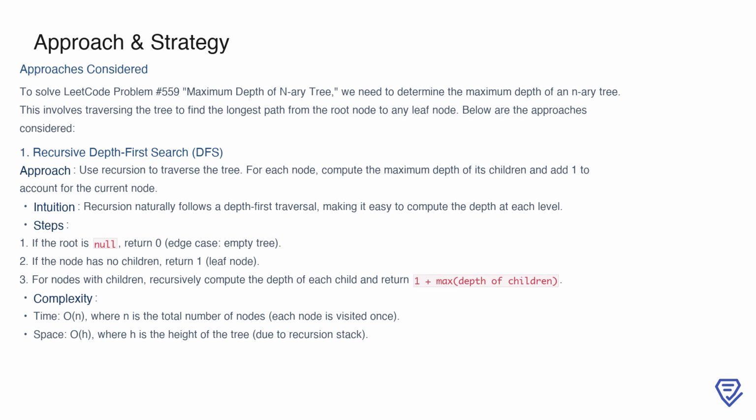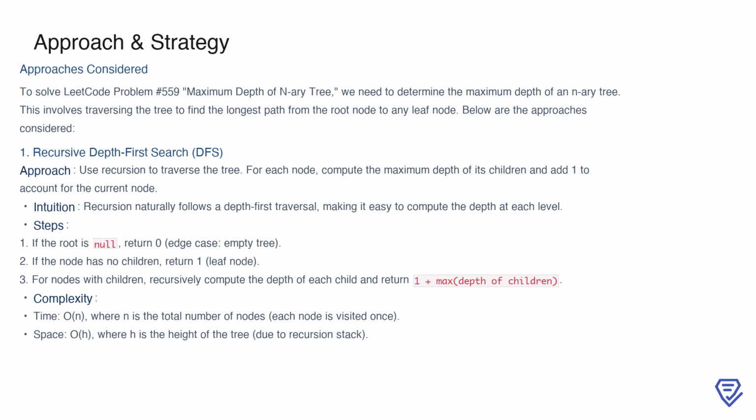The intuition behind this is that recursion naturally follows a depth-first traversal, so it's a straightforward way to compute depth at each level. The steps are simple. If the root is null, the tree is empty, so the depth is 0. If a node has no children, we return 1 since we're at a leaf node. For nodes with children, we calculate the depths of all child nodes recursively, and the maximum depth of those children, plus 1, gives us the depth for that node.